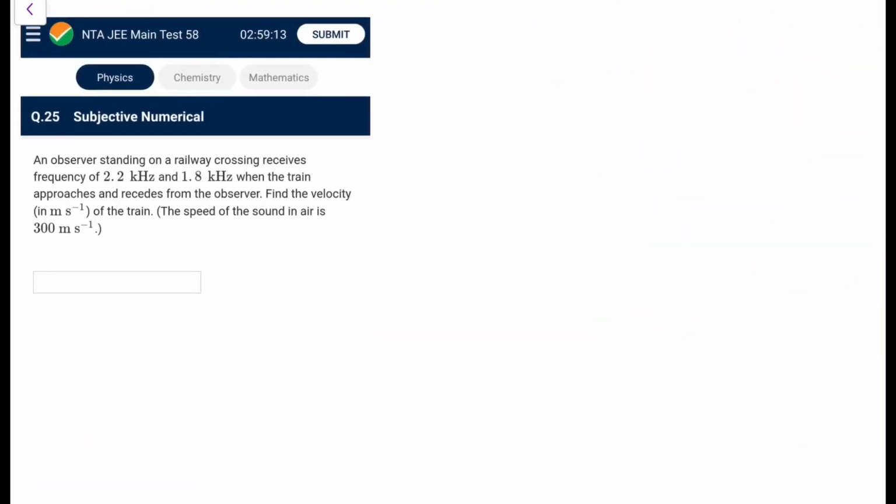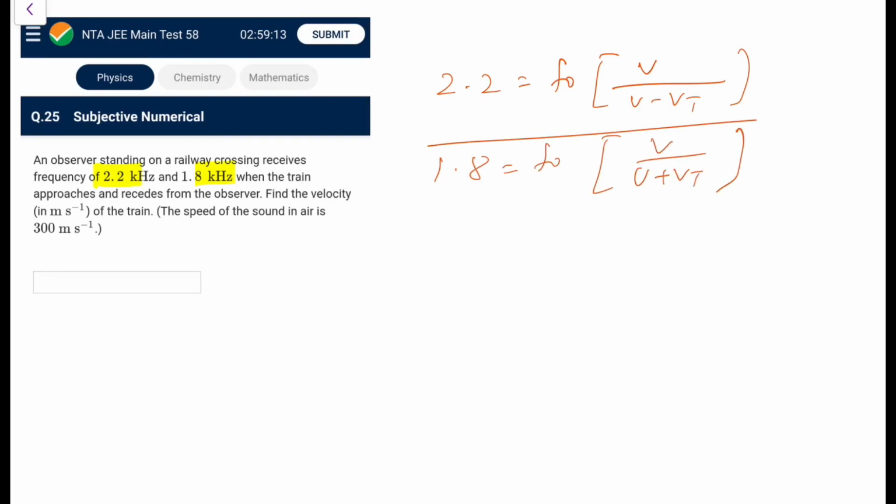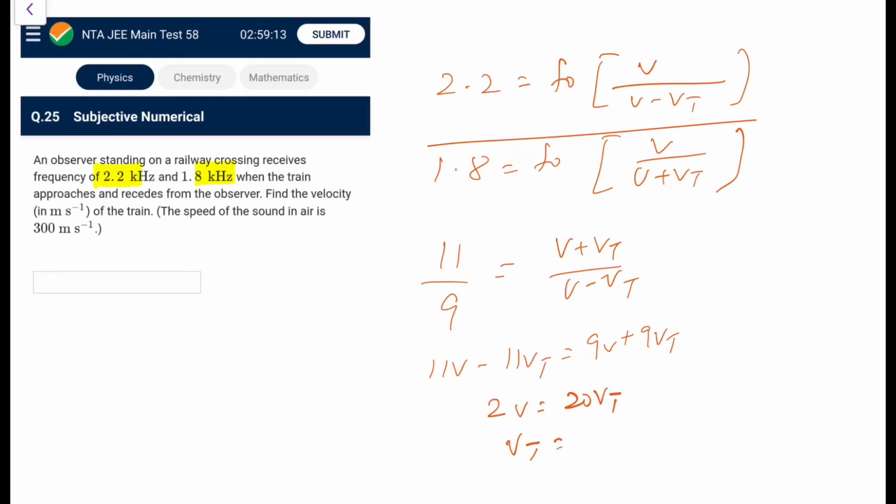An observer standing on a railway crossing receives frequencies when the train approaches and recedes. So what we have, 2.2 would be equal to f₀, because the source is moving, it would be v upon v minus v of train, and 1.8 would be f₀, v upon v plus vt. So dividing, 11 by 9 is v plus vt upon v minus vt. So we have 11v minus 11vt is 9v plus 9vt. So 2v is 20vt, vt is 1 by 10 of v, that is 30 meter per second. That is what I am getting. So the answer should be 30 as per me, and it is given 30.